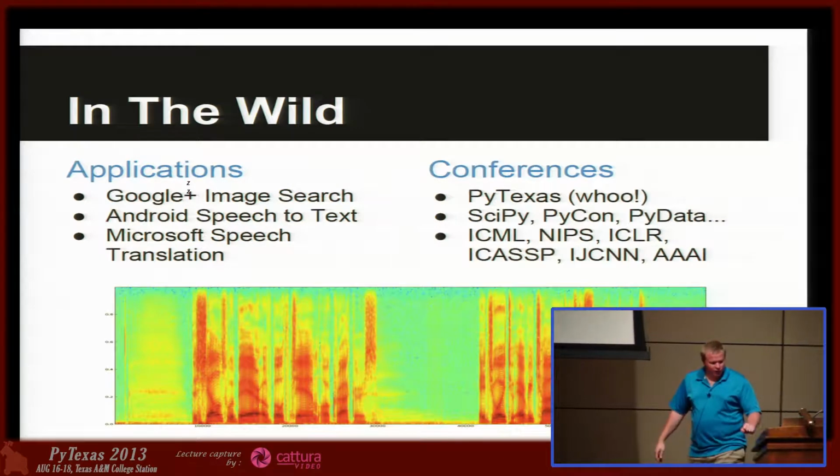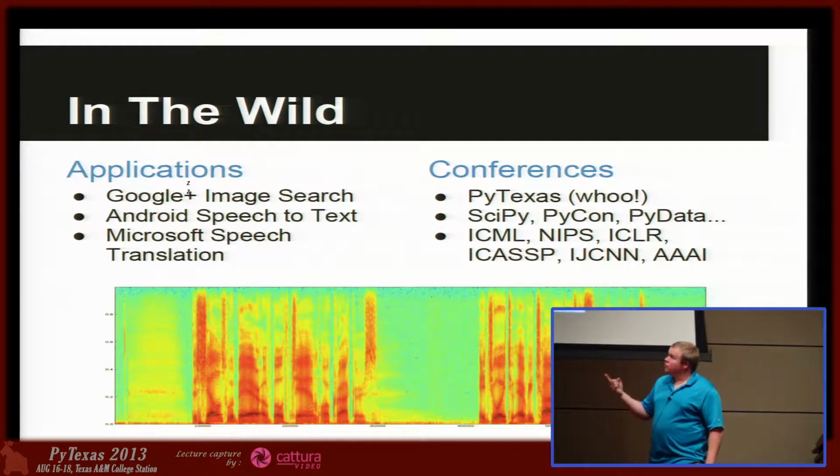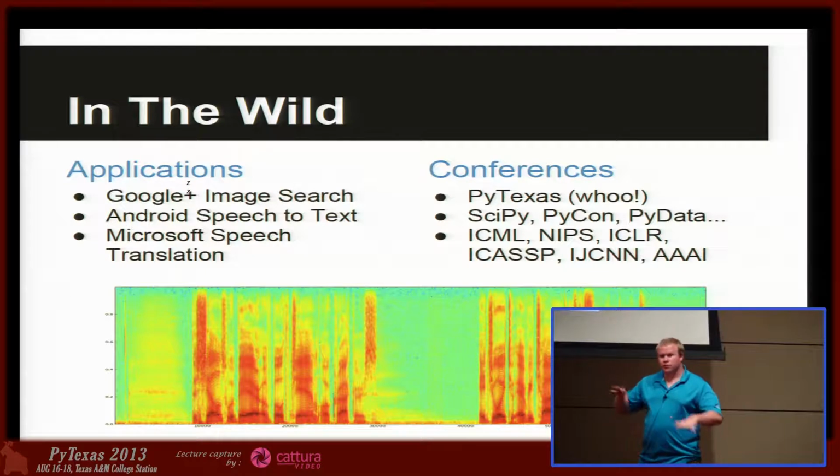So, in the wild, I mentioned Google Plus image search. This is kind of the most touted delivery of deep learning, and it works pretty well, and Google's definitely behind a lot of the active research in this area. Android speech to text is another area. Microsoft speech translation, if any of you guys saw Microsoft's demo where the guy spoke English and it got converted to Chinese and played back, that was using neural networks to do a lot of the learning.